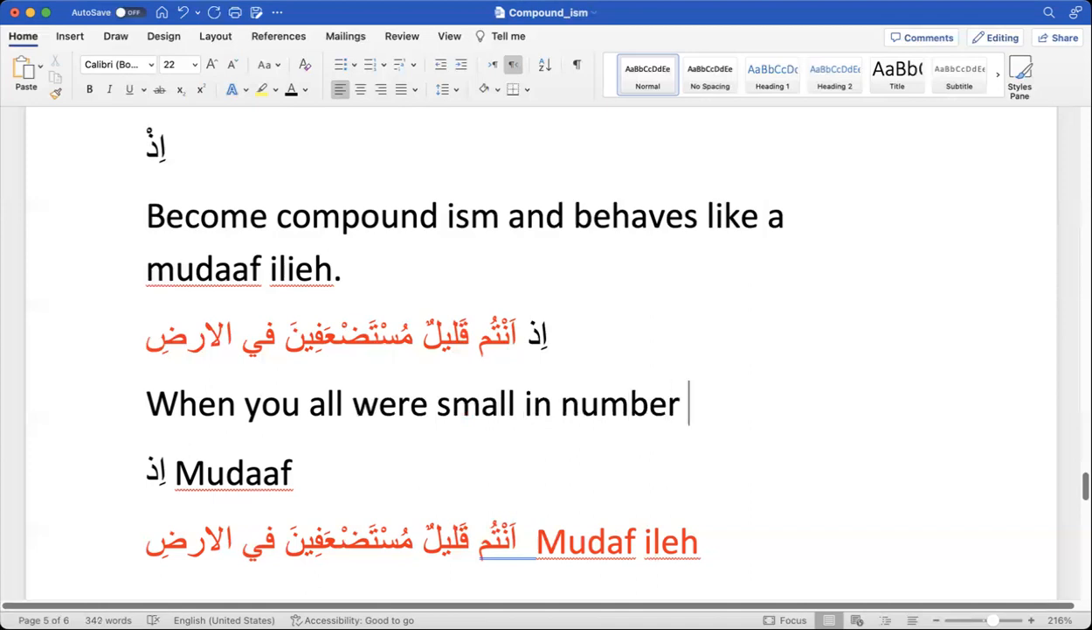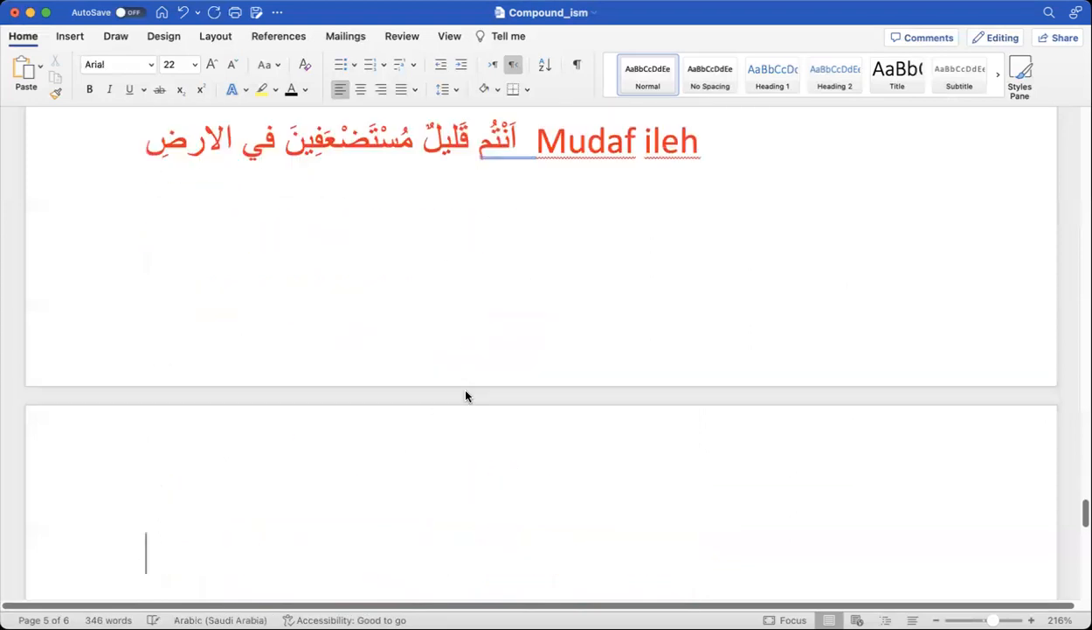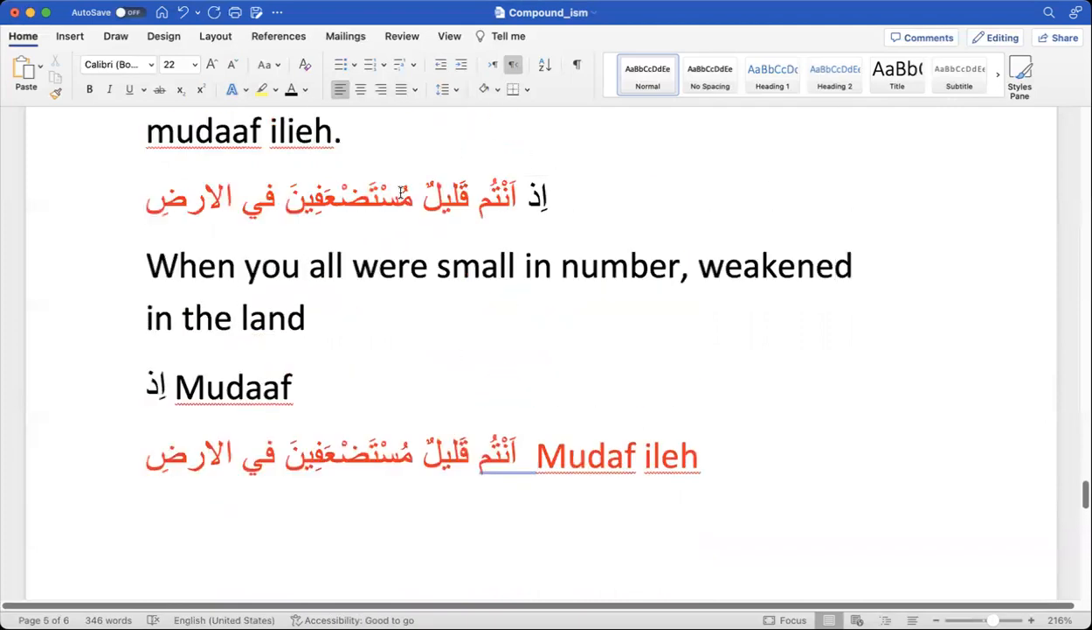Comma, "mustazafina," weakened. Weakened on the earth, or in the land. Now you can see how it creates a compound mudaf ilay, and the meaning goes into the past tense. Okay, let's take another example.